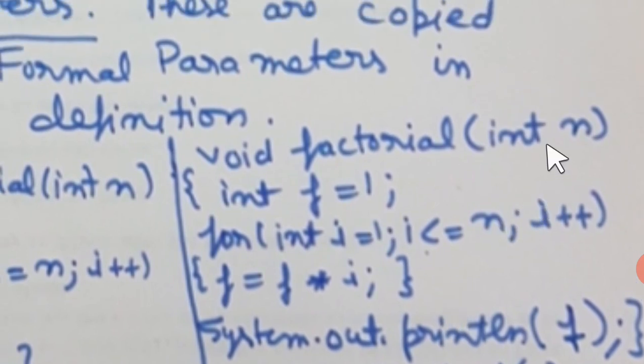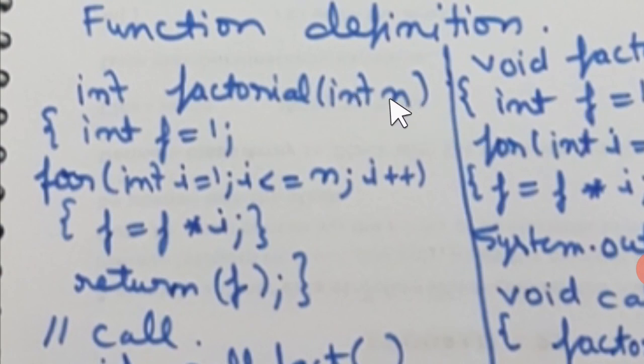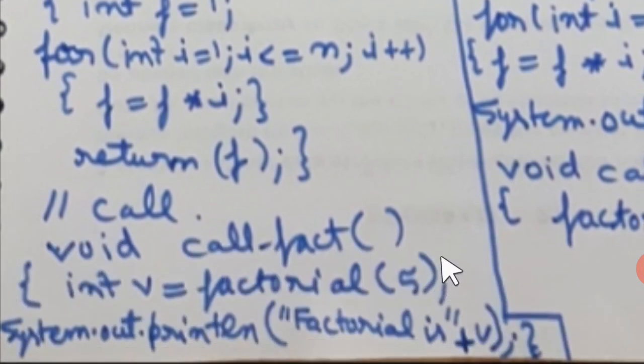Alright, now students, here you can see that this argument is the actual argument, and what is written here, this is the formal argument. Similarly here also, this is the formal parameter or formal argument, and which we have passed from here this value through this function call. This is the actual argument or actual parameter.